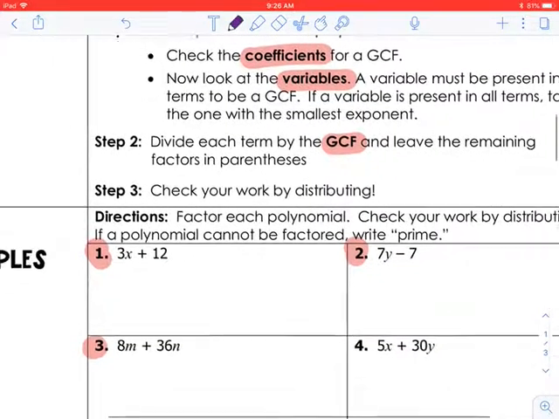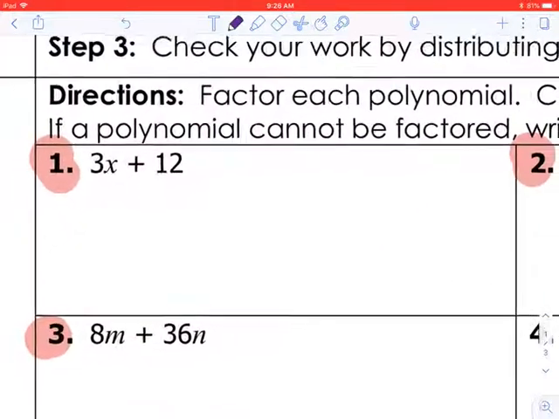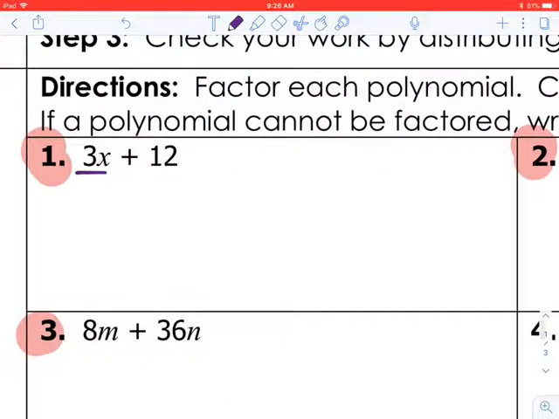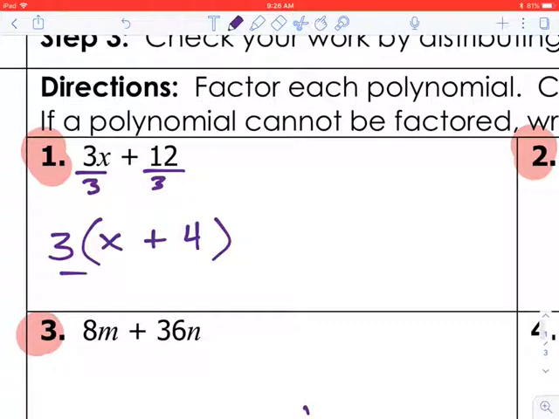So let's look at a couple here. So I look at 3 and 12 in this case. Both of those can divide by 3. And then x is only in the first one, so I can't actually divide by an x. So 3 goes to the outside, and then I divide to get what's in the inside. So 3 divided by 3 is 1, with an x left over, plus 12 divided by 3 is 4. And I double check, make sure there's nothing else I can divide, and I'm done.